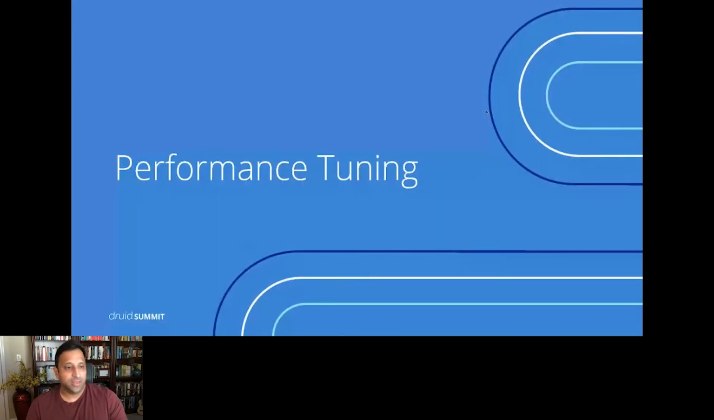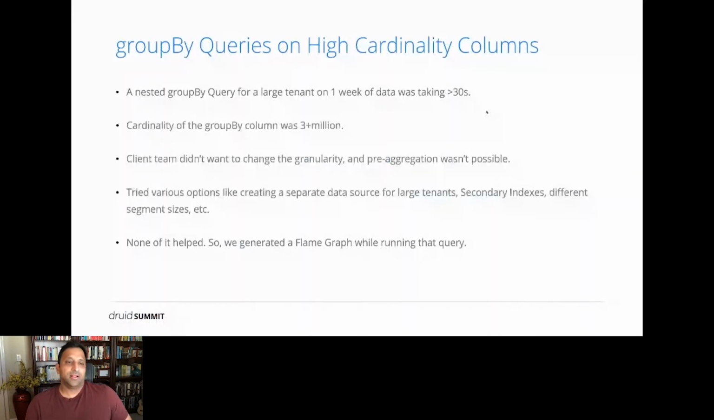Moving on. Let's look into some of the performance issues we faced and what we did about them. Let me start by giving you some free advice. If you see group by queries running on high cardinality columns, just go on a long vacation and let someone else deal with it. They are super hard to improve.